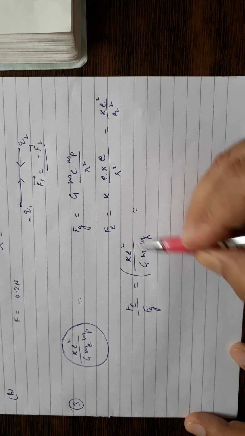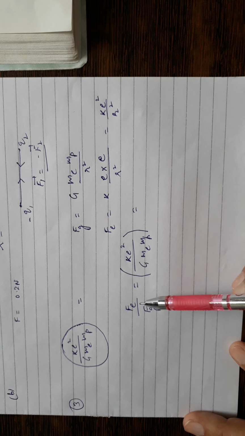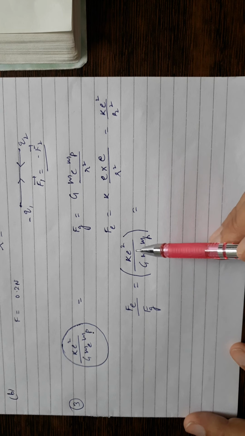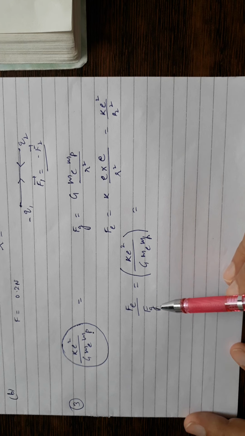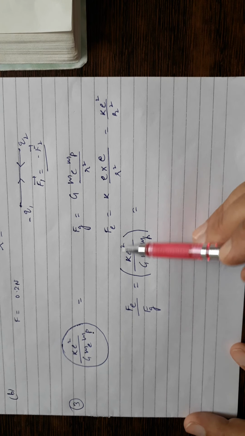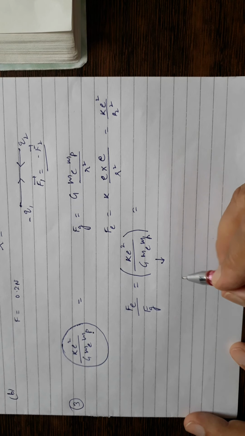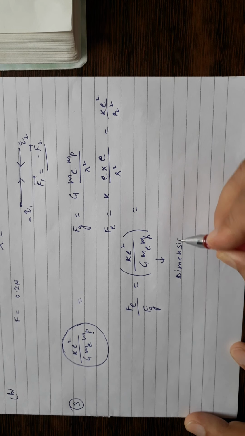So this is the ratio of two forces. We were asked to check this ratio. It is the ratio of the electric force between electron and proton, and the gravitational force between electron and proton. Since this is the ratio of two forces, it is dimensionless, because the force dimensions will cancel each other. So this is dimensionless.